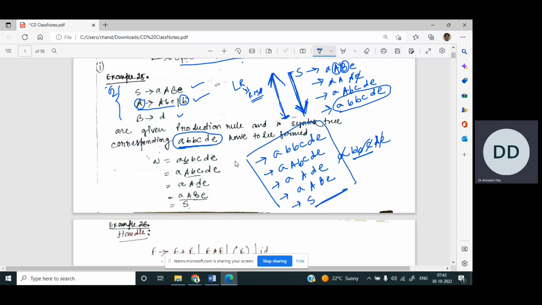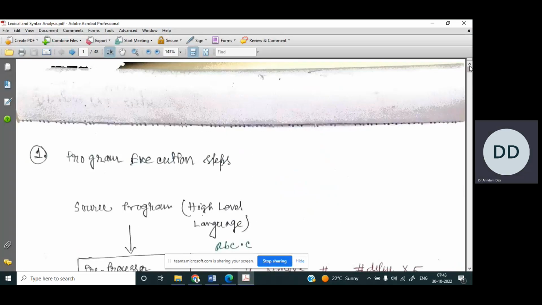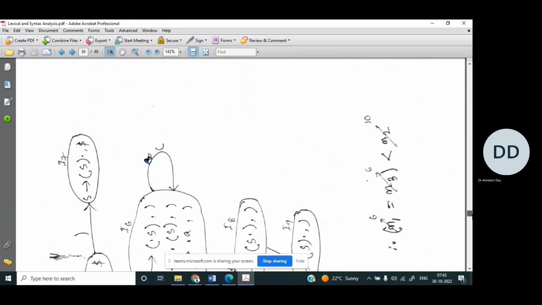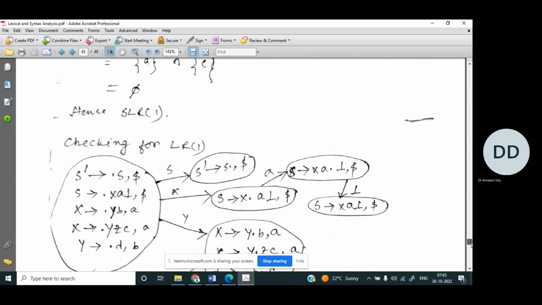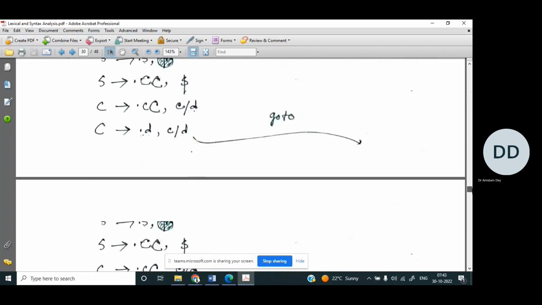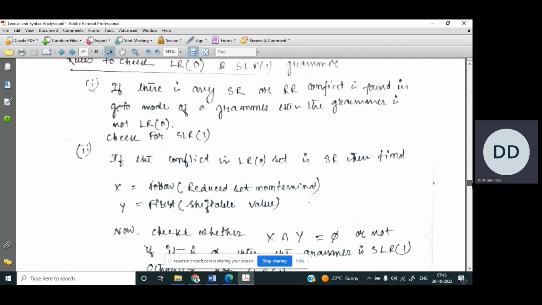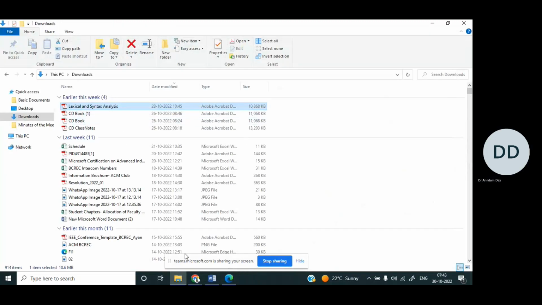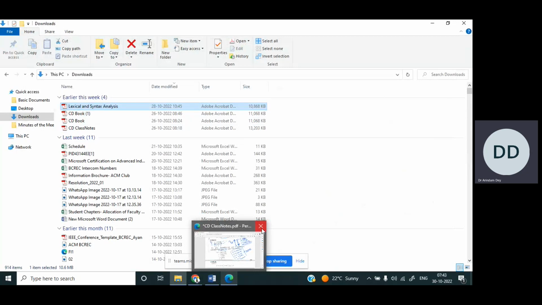Correct? In different architecture, let me check whether the document is with me or not. Let me check. Okay, just wait a minute.